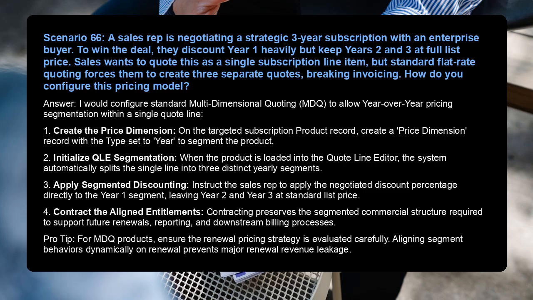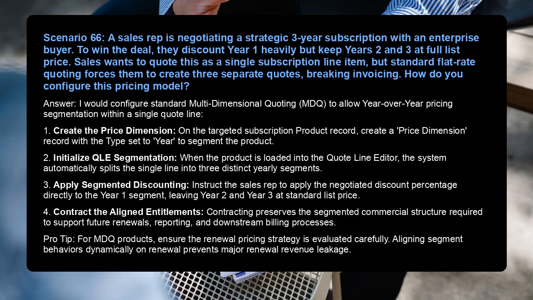Answer: I would configure standard multi-dimensional quoting MDQ to allow year-over-year pricing segmentation within a single quote line. 1. Create the price dimension. On the targeted subscription product record, create a price dimension record with the type set to year to segment the product. 2. Initialize QLE segmentation. When the product is loaded into the quote line editor, the system automatically splits the single line into 3 distinct yearly segments. 3. Apply segmented discounting. Instruct the sales rep to apply the negotiated discount percentage directly to the year 1 segment, leaving year 2 and year 3 at standard list price. 4.